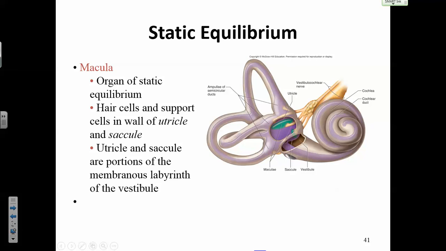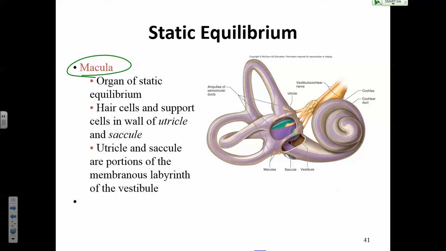On your test, hint, coming up next week, if I ask you what is the name for the organ of static equilibrium, you're going to say macula. That's the name for the organs of static equilibrium, and you've got two of these in each ear. They're located in the vestibule.